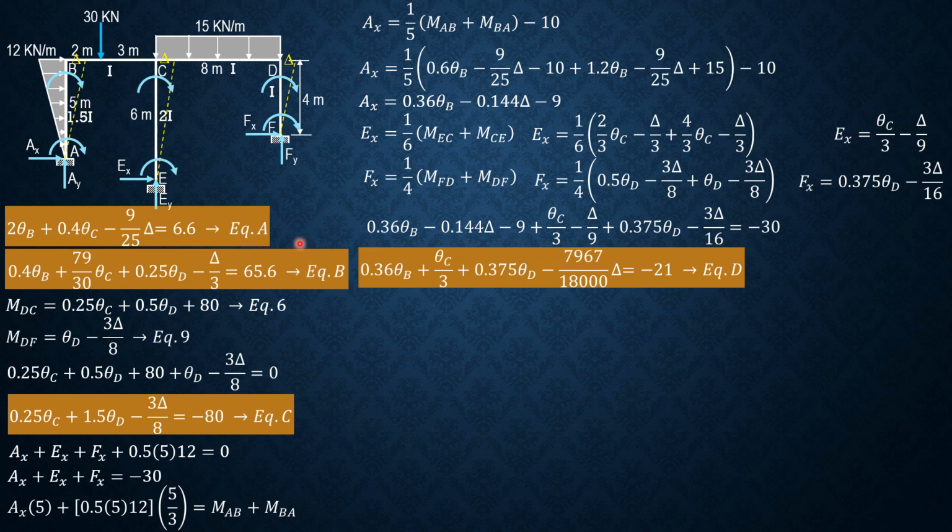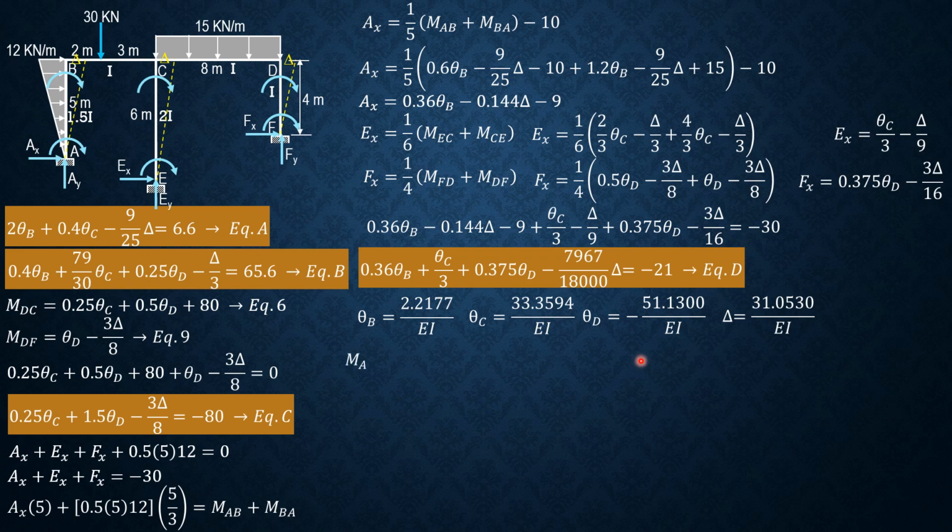Equation D. So solve equations A, B, C, and D simultaneously, or use Excel or any calculator that can solve 4 simultaneous linear equations, as long as it is allowed by your professor or by the board exam if you take the board exam. So we'll have theta B equals 2.2177 over EI, theta C is 33.3594 over EI, theta D is negative 51.13 over EI, and delta equals 31.053 over EI. So from here, we can compute the joint moments.